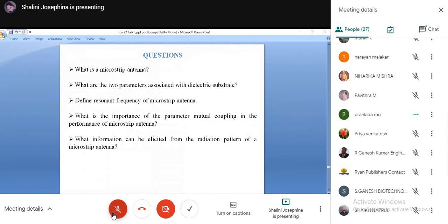There's a question from Arun. When we are using DGS, there is more backlobe radiation. He's asking how to avoid this.